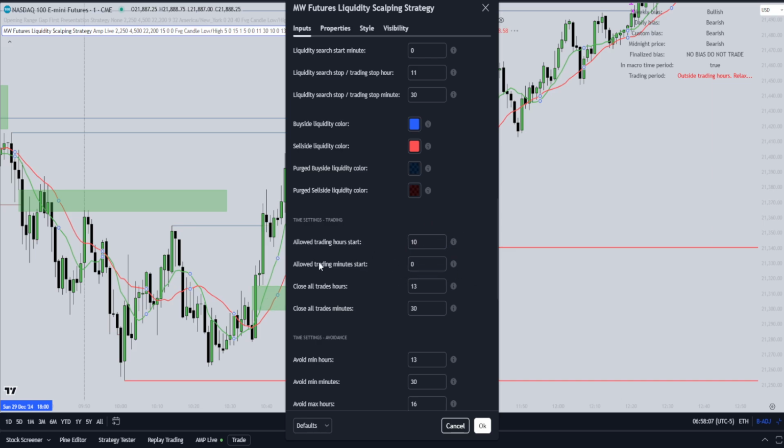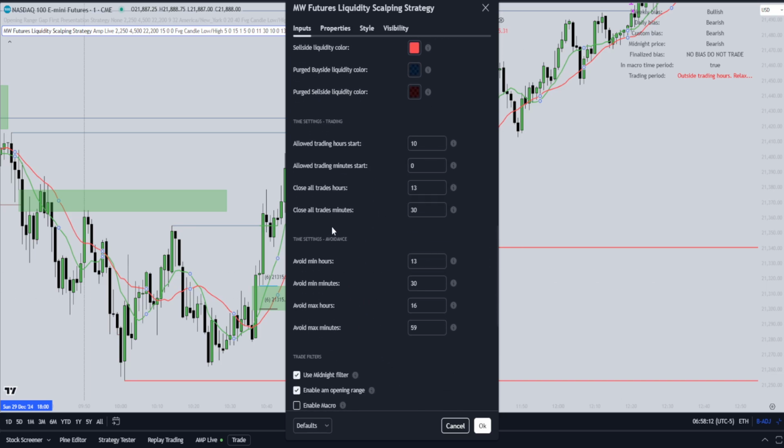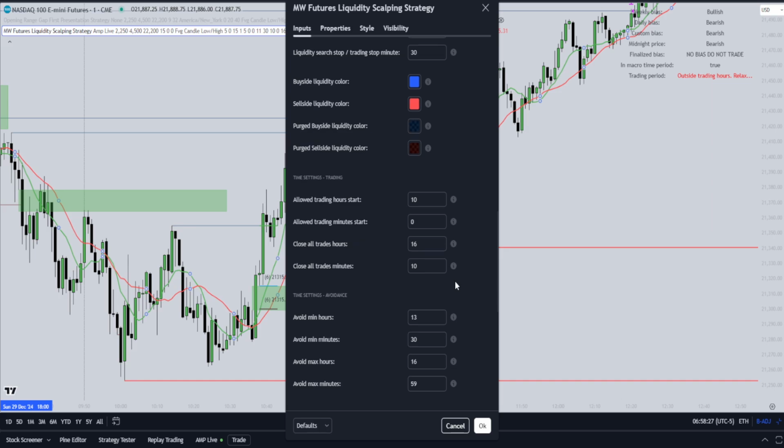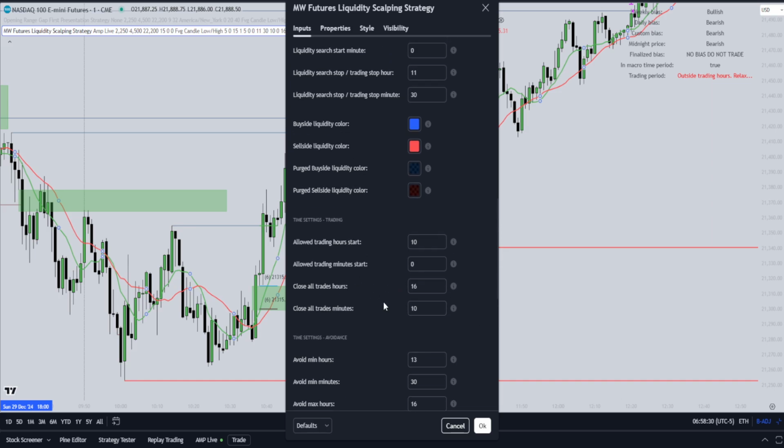So we set our allowed trading hours to 10 a.m. We close our trades for the PM silver bullet at, let's say, 16:10. And why is this? Well, this is for a very particular reason. The PM session silver bullet is at 2 o'clock. That means that we are only allowed to trade from 10 to 11 and from 2 o'clock to 3.